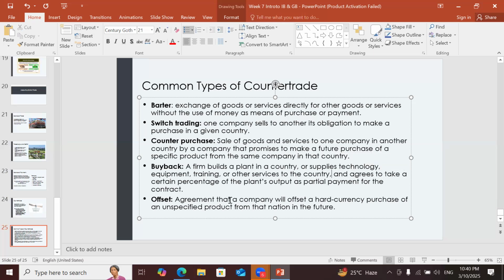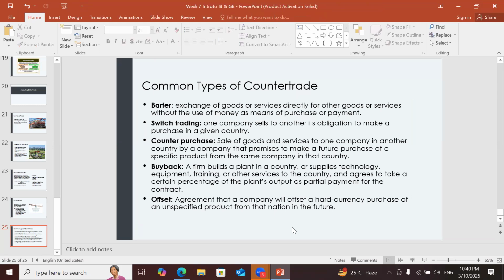Offset: an agreement that a company will offset a hard currency purchase by buying an unspecified product from that nation in the future. It is just agreement based, offsetting a hard currency purchase. Offset means set up, completely set up, bound by an agreement. This is the offset counter trade.